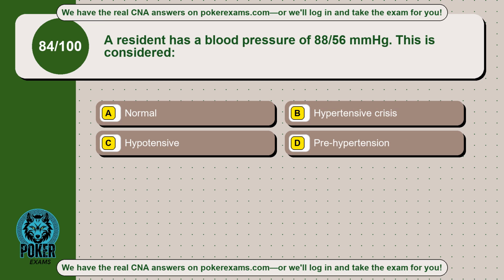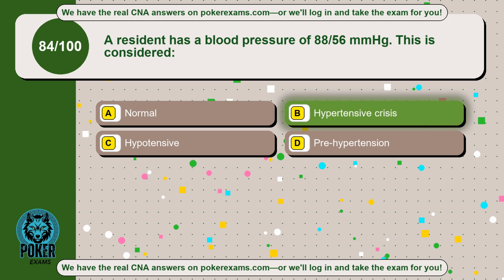Question 84. A resident has a blood pressure of 88/56 mmHg. This is considered: Option A, normal. Option B, hypertensive crisis. Option C, hypotensive. Option D, prehypertension. The correct answer is option B.